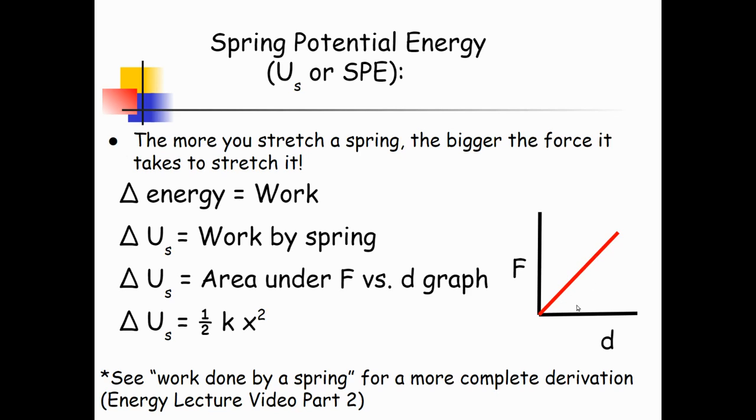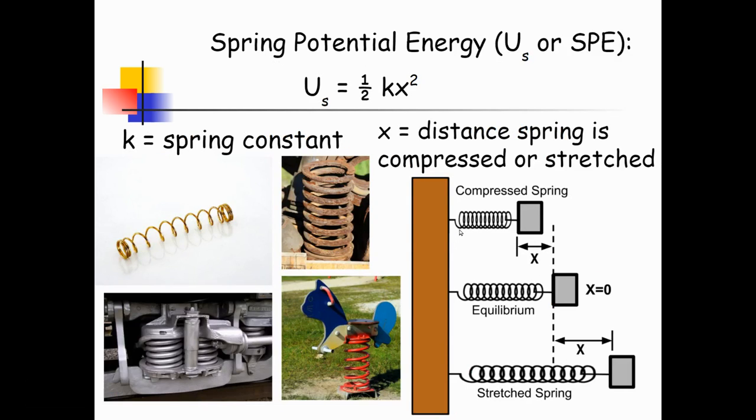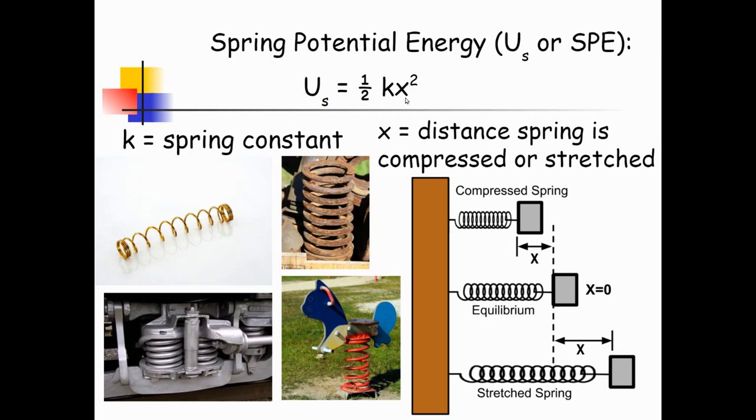So if I find the area of this, I'm going to end up with 1/2 times my spring constant times the distance that I've stretched it squared. So the spring constant in this equation is going to be how hard it is to stretch or squish the spring. For example, the spring in a pen is really easy to squish compared to the springs like for the shocks on a train or the shocks on your car or even a playground toy spring. The x in this equation is the distance the spring is compressed or stretched.